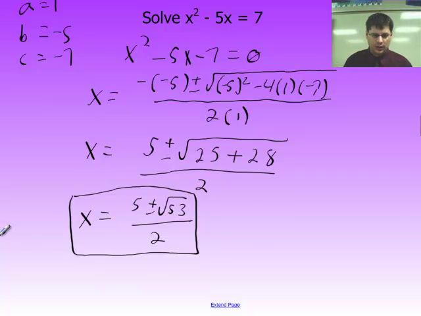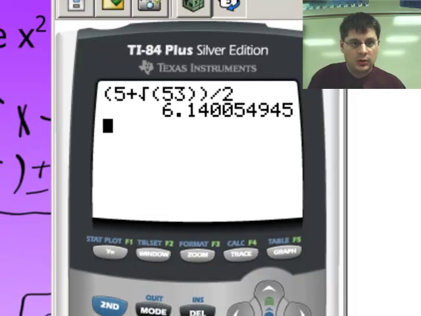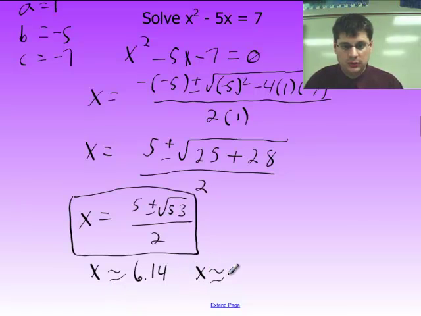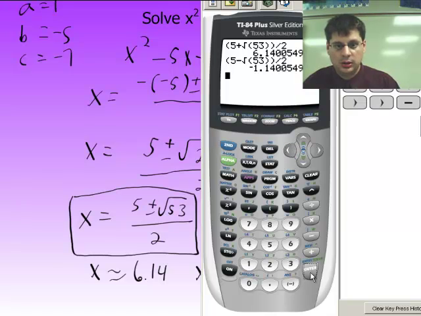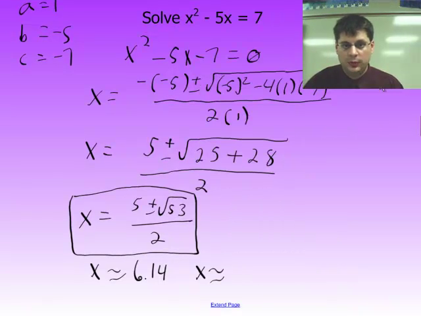So if I were to figure out the approximation, one value here is 6.14, so we'll jot that down. x is approximately equal to 6.14. And x is also approximately equal to, let's see, now if we change that to a minus sign instead of a plus, that gives us negative 1.14. So negative 1.14.